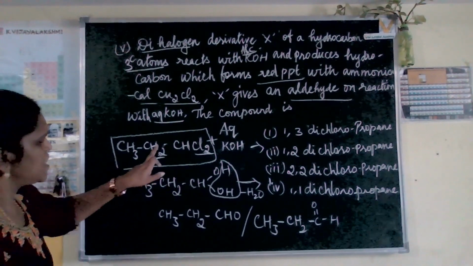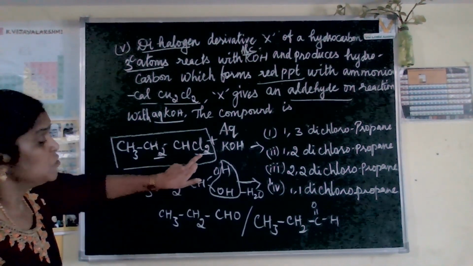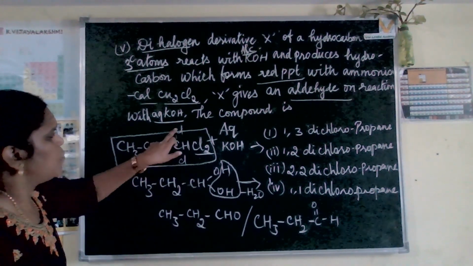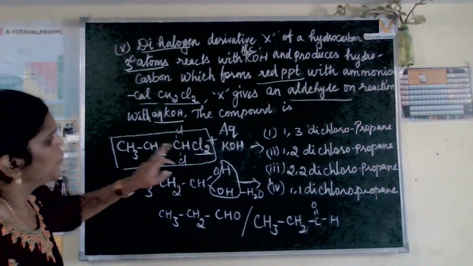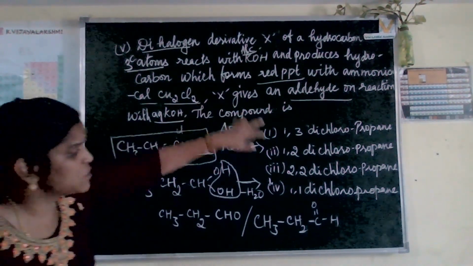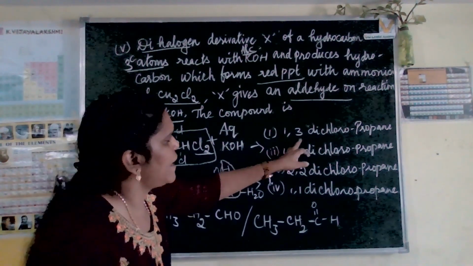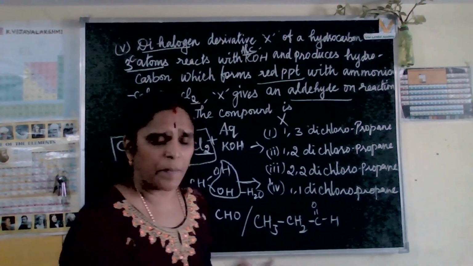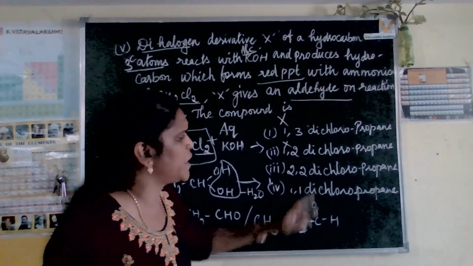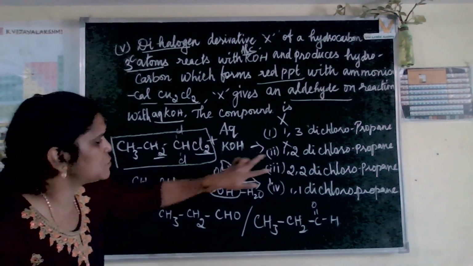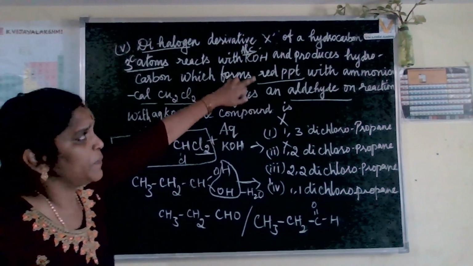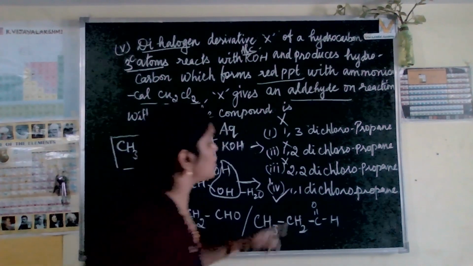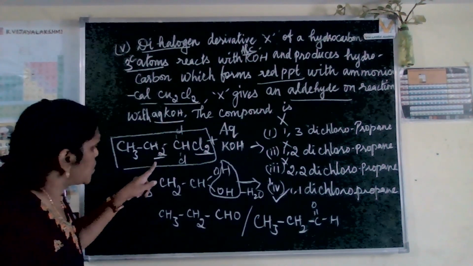So that means this is the compound you are getting: CH3, CH2, CHCl2, with two chlorines on the first carbon. So that means 1,1-dichloropropane. Now let us find out which is the correct option. 1,3-dichloropropane? No, it is not possible. 1,2-dichloropropane? Naturally, this is also not possible. 2,2? No, because if you put it this way, you will not get the correct formation given in the question. This is also wrong, and the final answer is 1,1-dichloropropane. So this is the only correct option.